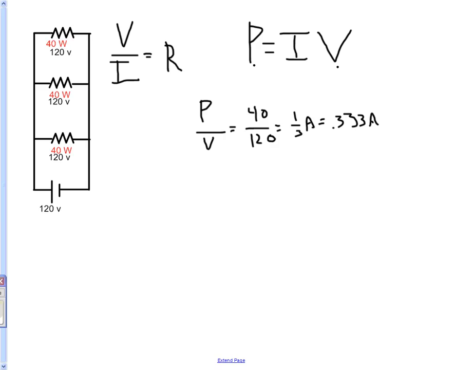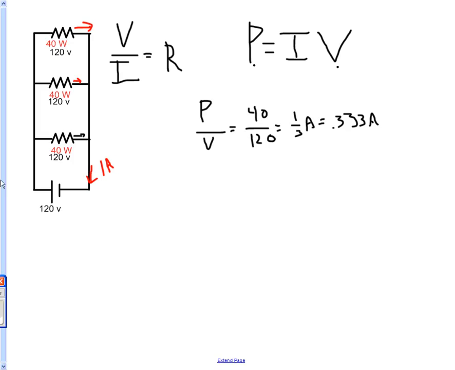Now, if that's a current going through each resistor, then we know that when they all meet up, the current going through here, we go through each one, current going through there. When they all meet up, the next question asks, what's the total current going to be? The total current will be, and this is actually going to be 1D, the total current's going to have to add up to a total. So 1/3 plus 1/3 plus 1/3 will end up with 1 amp. So total current is going to be 1 amp, and that's going to be 1D.